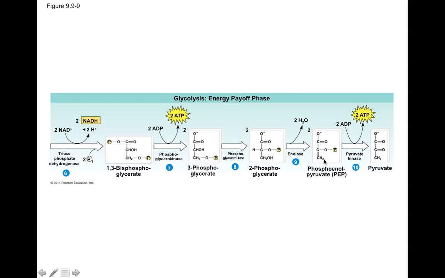And finally, in the last step of glycolysis, we take off that last phosphate group to form pyruvate. So that's what pyruvate looks like. And that's catalyzed by pyruvate kinase, our 10th enzyme in the process. Okay, so pyruvate is our ending point for glycolysis.